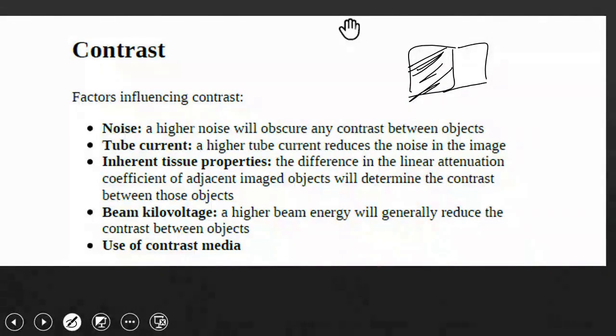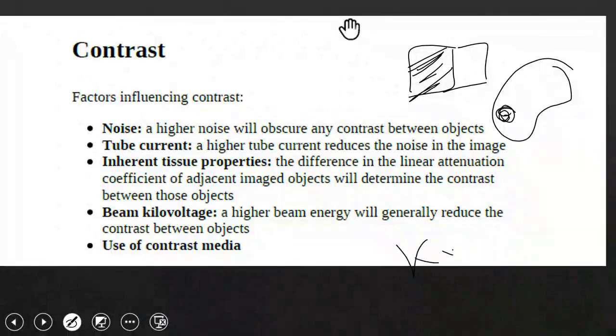The tissue properties affect the attenuation. For example, if I have a focal lesion in the liver, there is a low difference in the attenuation properties between the focal lesion and the liver as a soft tissue. In this case, this also affects the contrast and the contrast resolution in the image.